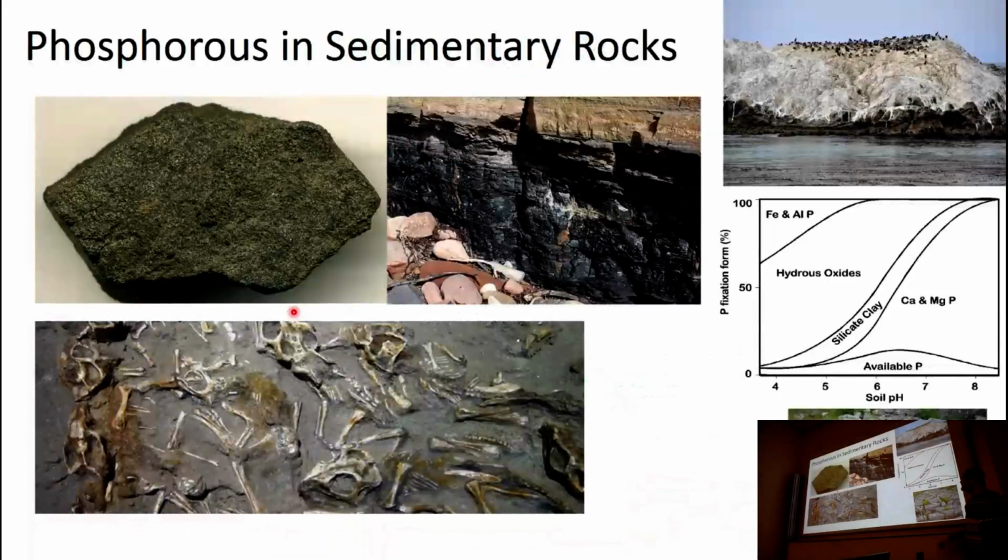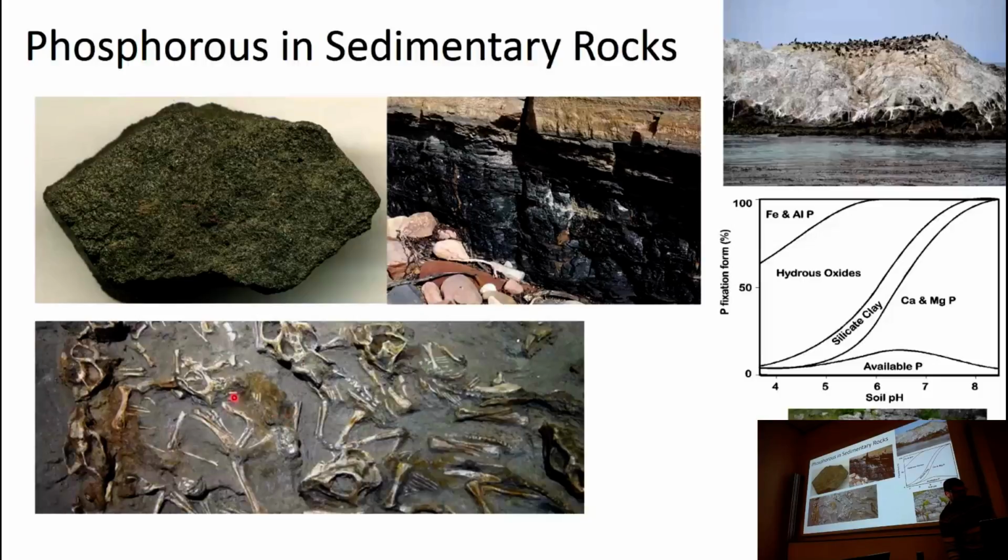So these are some rocks that are rich in phosphorus. You have these phosphatic type rocks, which are basically rocks that are made up entirely of fossilized poo. Okay, it's not necessarily bird poo. It could be something that's deposited in the ocean.